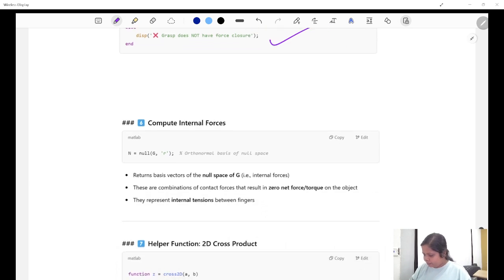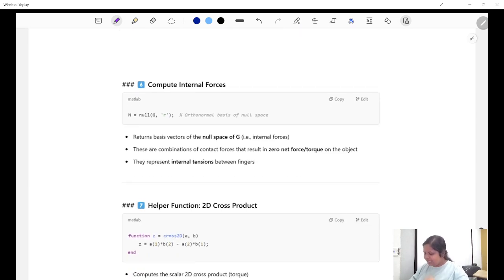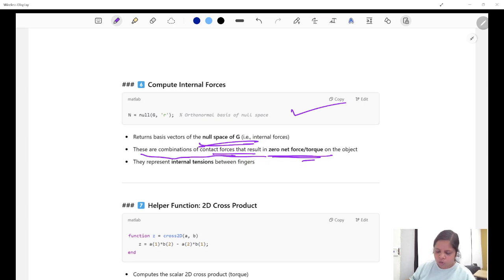Okay. Then we calculate the null space of G. This null space of G consists of the combinations of contact forces that result in zero net force and torque on the object, right? There is no net force or torque on the object due to these internal forces. We have seen this already. So yeah, we try to find out what is there in the null space, and these are internal tensions between the fingers, and these are not the net forces that are acting on the object.